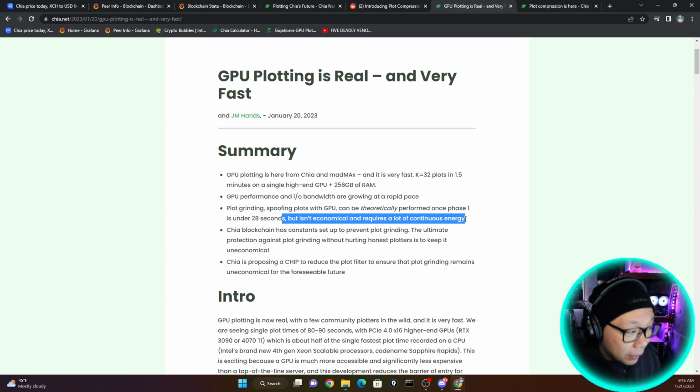Chia blockchain has constant setup to prevent plot grinding. The ultimate protection against plot grinding without hurting honest plotters is to keep it uneconomical. I'm not sure how they can do that. Honestly, even if it was uneconomical, people would still want to do it to prove that they can do it.